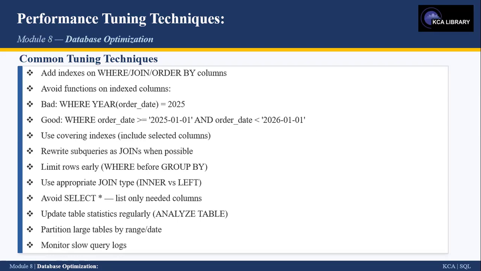Rewrite subqueries as joins when possible. Always limit rows early. Use appropriate join types. Avoid using SELECT * and list only needed columns. Update table statistics regularly. Partition large tables by range or date. Monitor the slow query log. Always measure performance before and after changes.